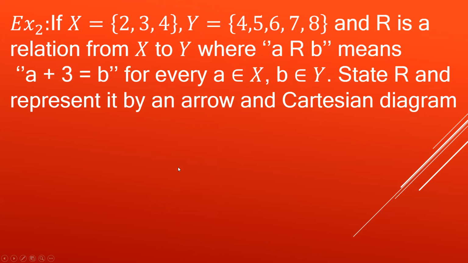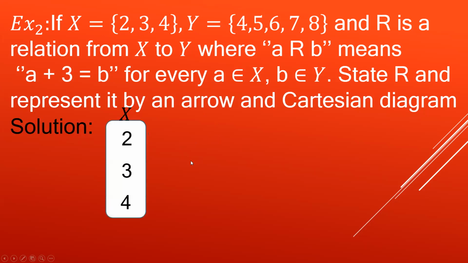Another example. Here we can find the relation from x to y. Here we have two non-empty finite sets. X contains 2, 3 and 4, and y contains 4, 5, 6, 7 and 8. And R is a relation from x to y where A R B means A plus 3 equals B, for every A belongs to x and B belongs to y. We need to state the relation and represent it by using the arrow diagram and then the Cartesian diagram.